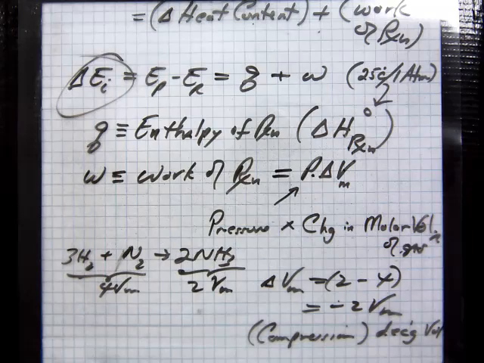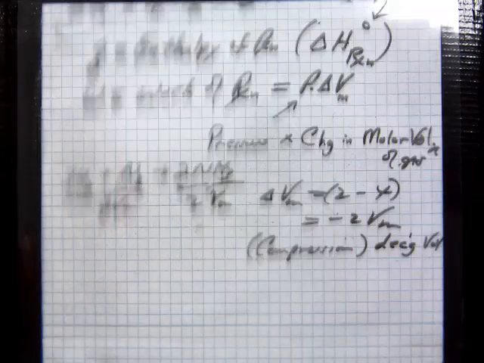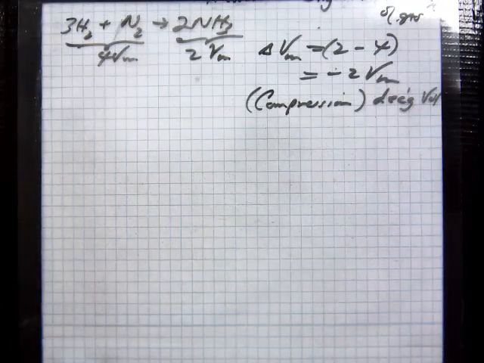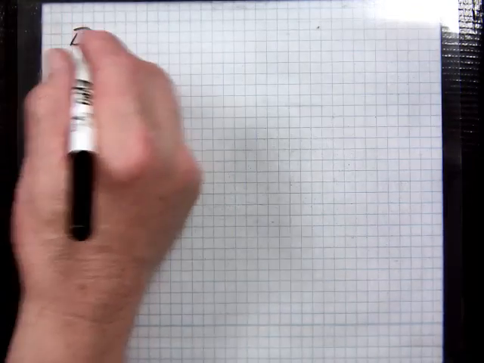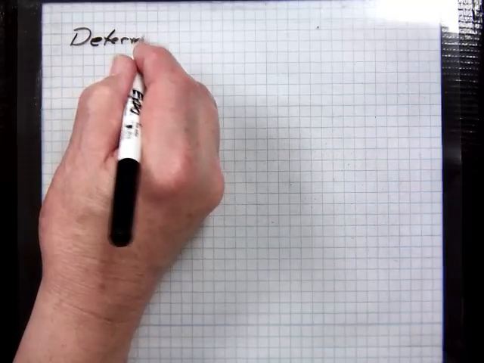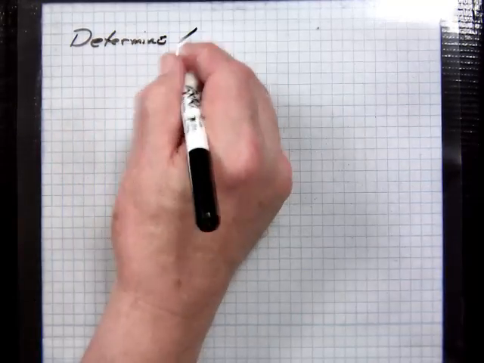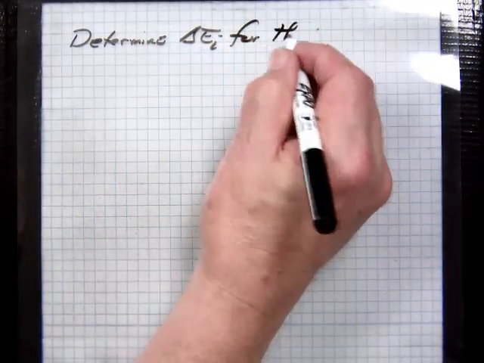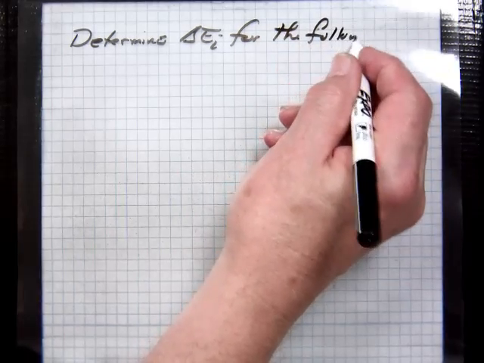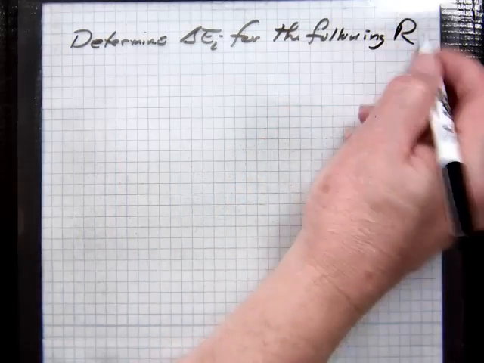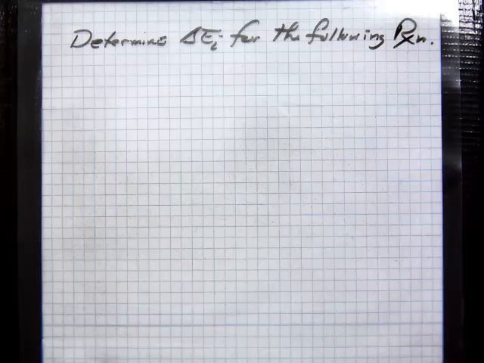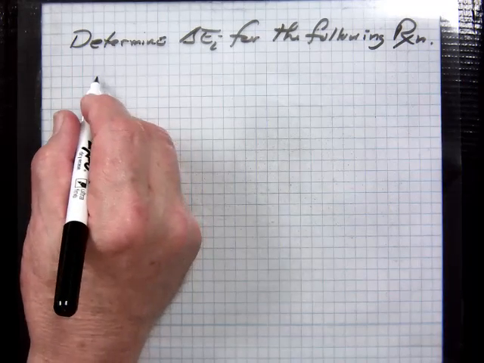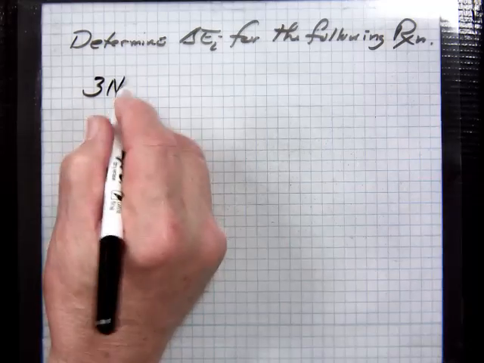All right, let's see how this all comes together now. Okay, so the object here is to determine the change in internal energy of a reaction. We'll use the ammonia because I've used it so much.